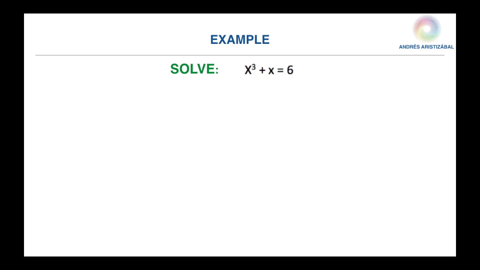Well, now let's see an example to understand this method. Let's solve this equation. x cubed plus x is equal to 6. The first thing we have to do is set the equation equal to 0. Then it is as follows. x cubed plus x minus 6 is equal to 0. And I am going to define below the steps to apply the method.